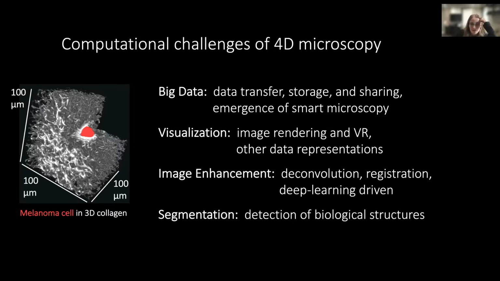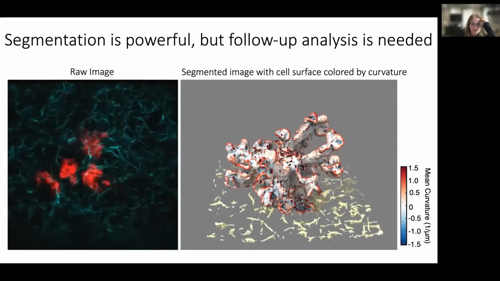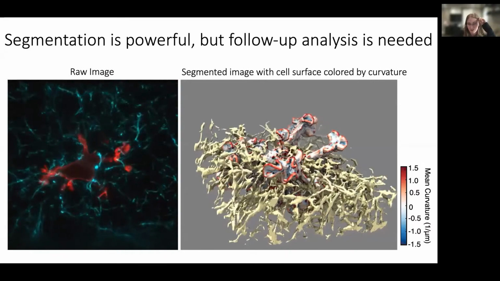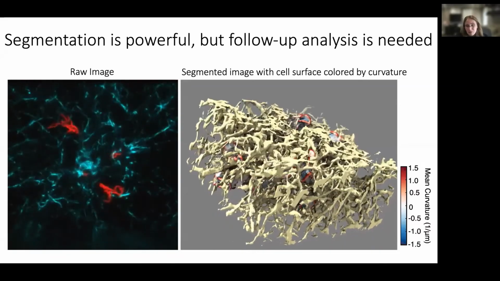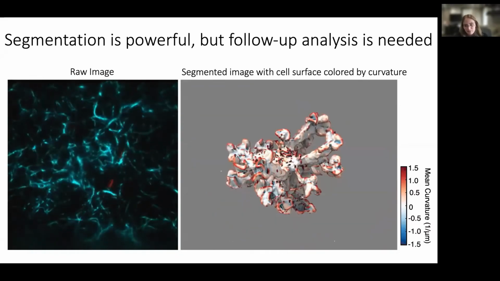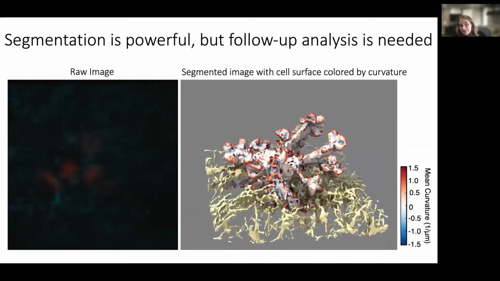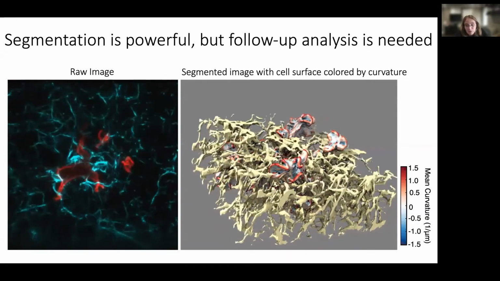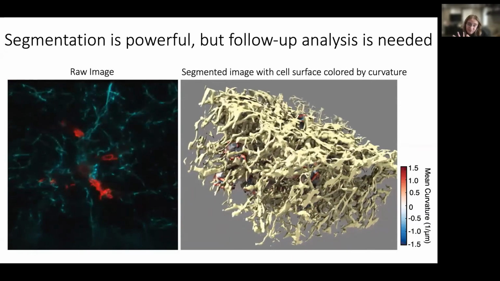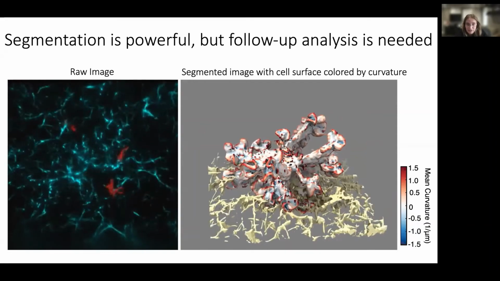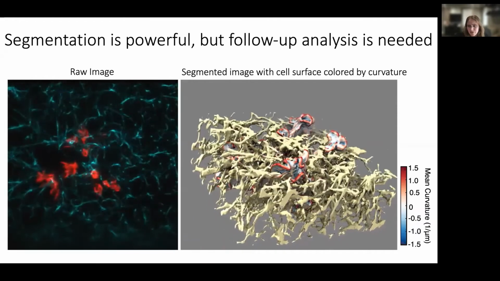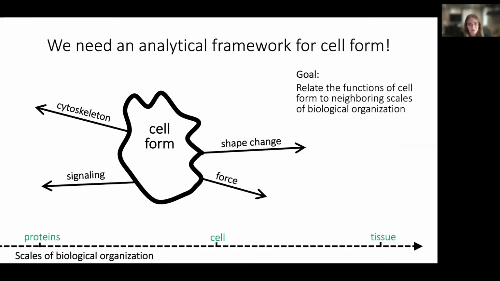But it turns out that even if you do all of this, that's still not enough. I can segment our dendritic cell. Here I also labeled this cell with curvature, so red are areas of high curvature and blue are areas of large negative curvature. That is informative. It allows us to see how this cell is poking through the collagen, but it's still not a biological discovery. So what do we do? How do we build an image analysis framework to understand cell form?